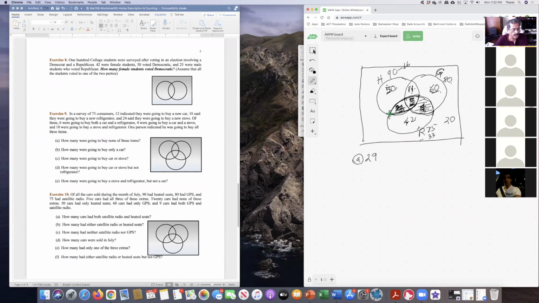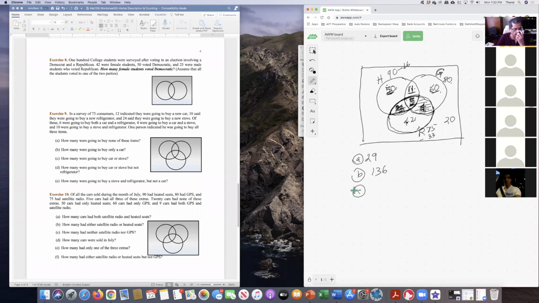All right, so going on to the next question. How many had either satellite radio or heated seat? That will be the union of radio and heated seat, right? It says either satellite radio or heated seat, so that's a union. It means you have to add up the 2 circles together. This circle has 75 elements, plus 50, 125, plus 11, 136. That's the count of the union of H and R.